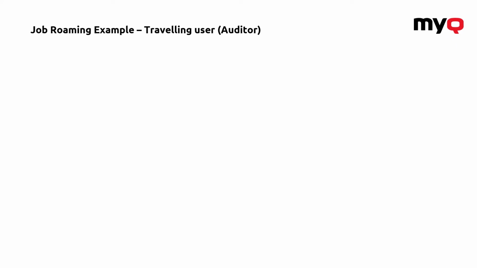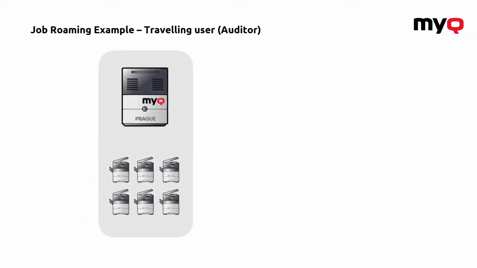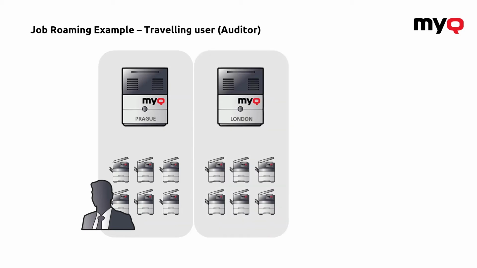As always, we will first start with a little example situation. And this time it will be about an auditor, a user that travels among multiple sites and has to be able to print on all of them. So, our auditor normally works in his home site of Prague. When he needs to print, he just sends it to the local server and releases the job on any of the machines on that site. But once a month, this user has to travel to another site of the company to check that all the processes are done properly, write a report about it, and then print it and provide it to his management. So, how can he do it?